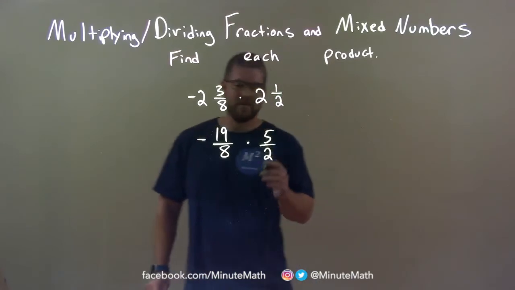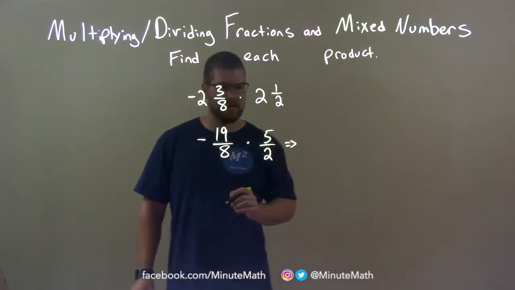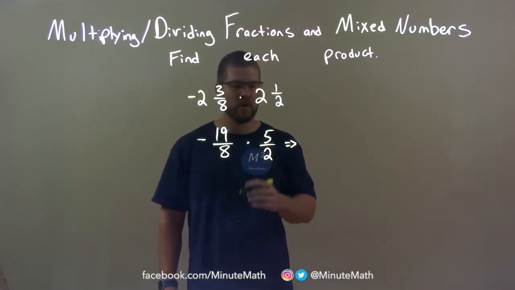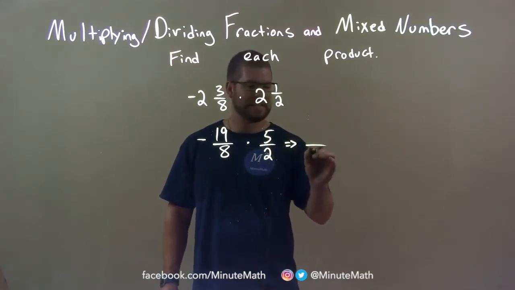So we're actually stuck with these numbers here. We can't simplify it, not that I can see. And let's go multiply this out. Multiply across the numerator and multiply across the denominator. Denominator is easy. 8 times 2 is 16.